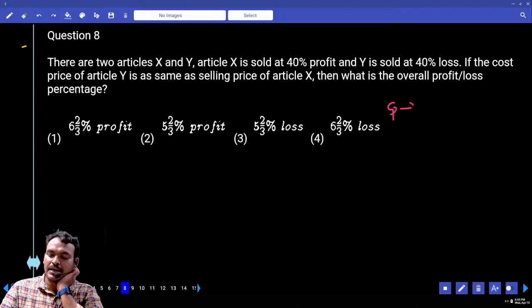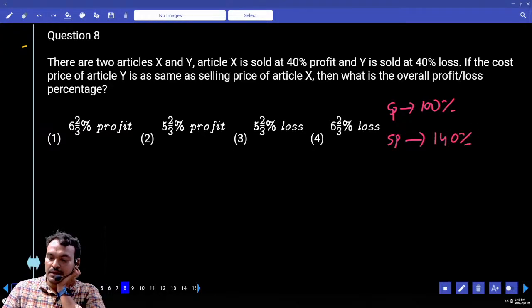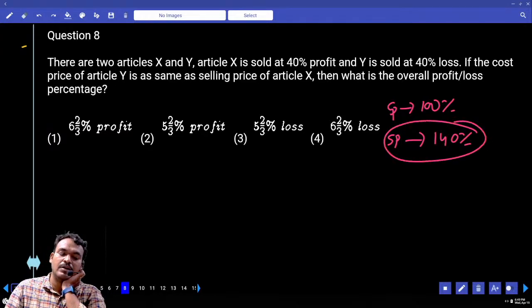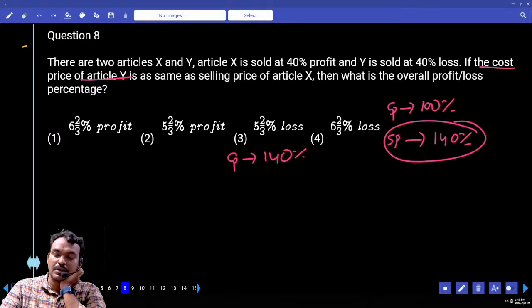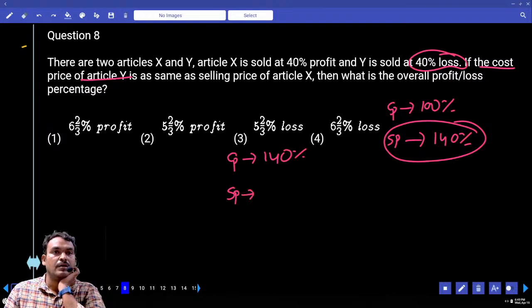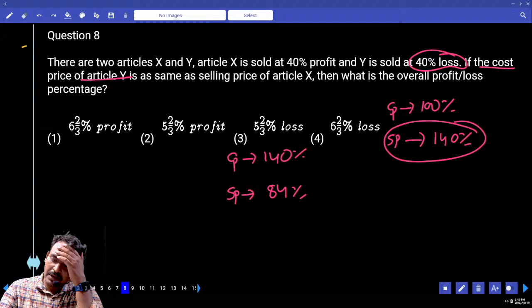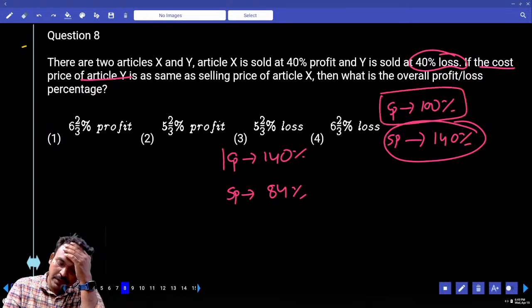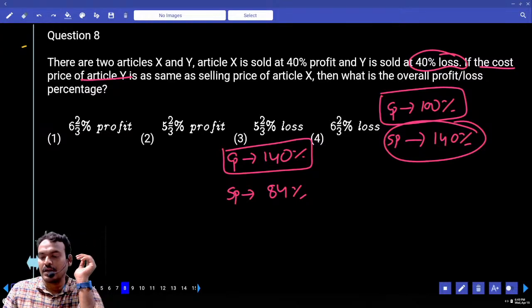Suppose the cost price of article X we consider 100%. Selling price 140%. Okay. Selling price of X value is also equal to which one? Cost price of Y value. Means cost price of Y is how much? 140%. In that, how much percent is loss? 40% loss. 40% loss means selling price is 56 loss. What is the remaining? 84. What is the cost price of X? 100. Cost price of Y? 140. Total cost price? 240.